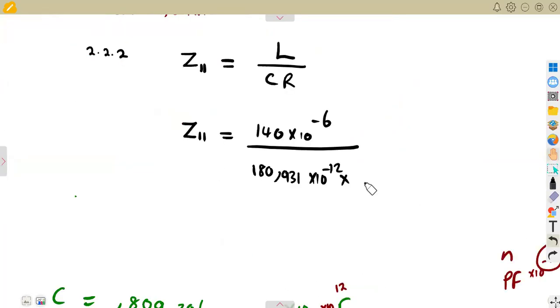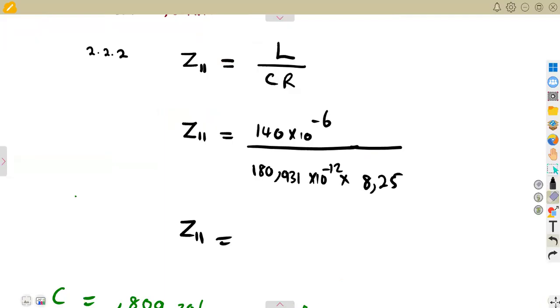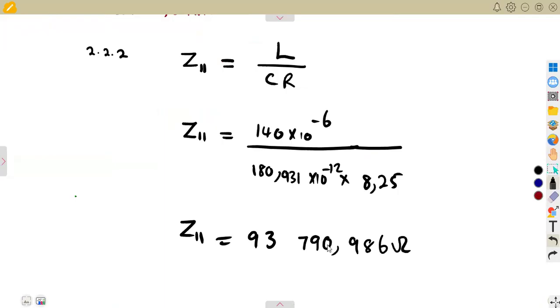There we have to use the resistance. We neglect it when we are calculating the resonant frequency. That is when you talk about neglecting this. So this is your parallel impedance. It is actually 93,790,986 ohms. Okay, or you can just write it in kilo ohms, 93,791 kilo ohms. Just like that.